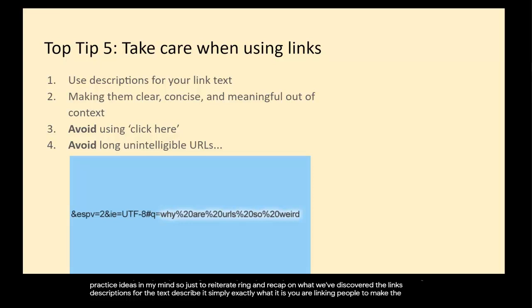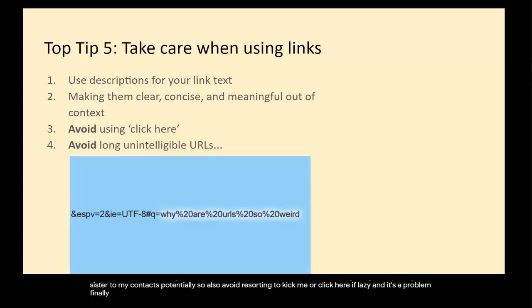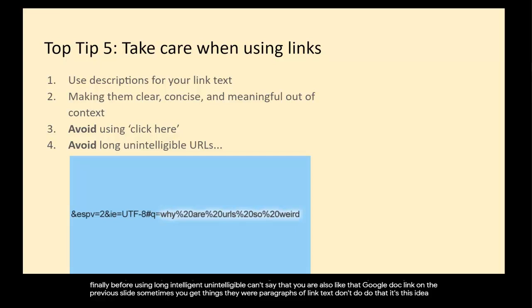Make the link text clear, concise and meaningful if it's read out of context, which is effectively what some students will be getting if they're using assistive technology. They're getting links out of context potentially. So also avoid resorting to click me or click here. It's lazy and it's a problem. Finally, avoid using long, unintelligible URLs, like that Google Doc link on the previous slide. Sometimes you get things that are way worse than that, like paragraphs of link text. Don't do that. It's a bad idea for multiple reasons.